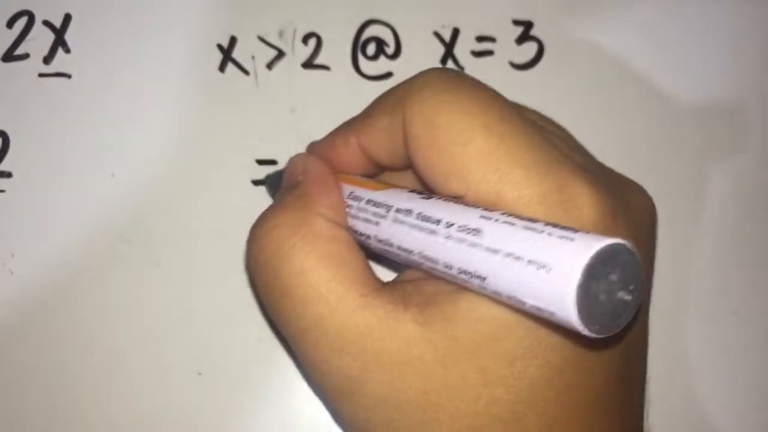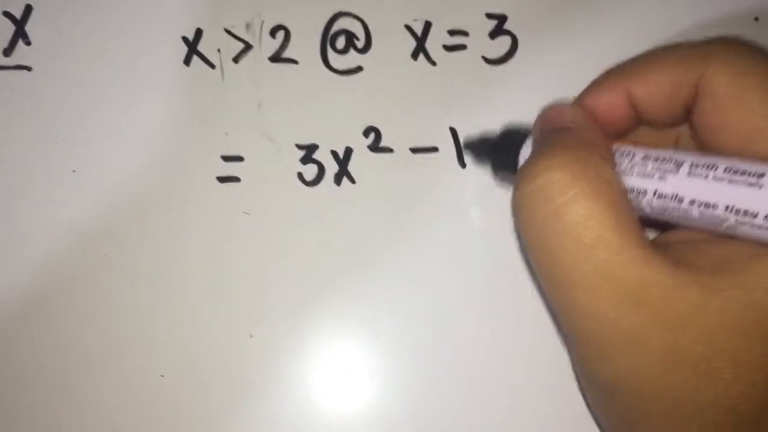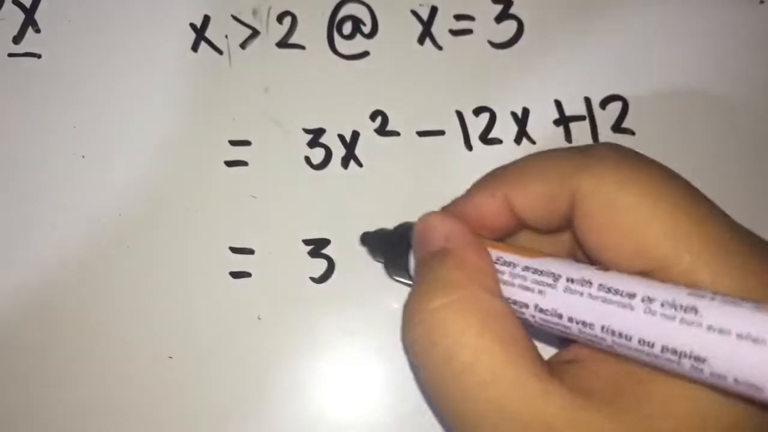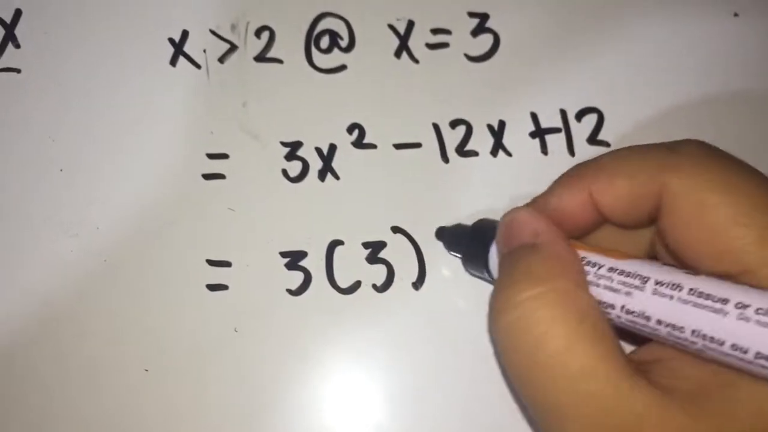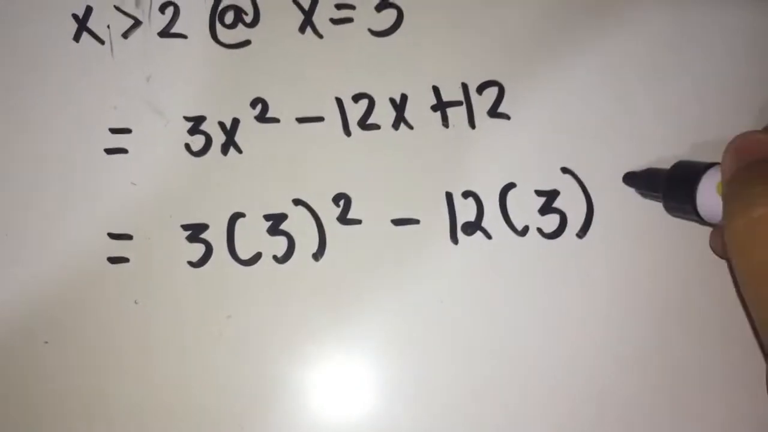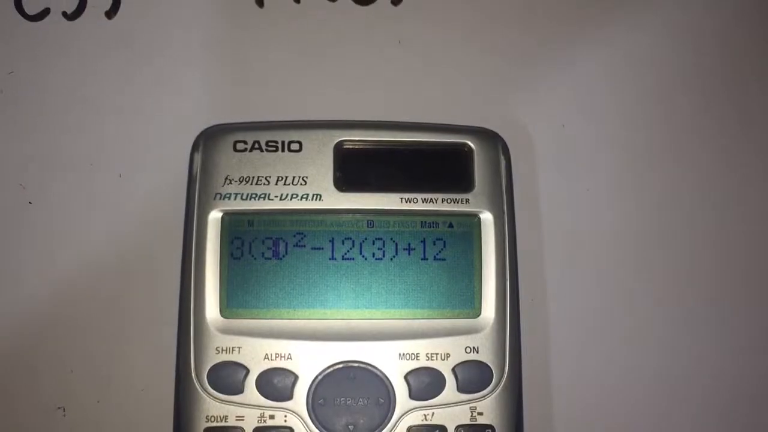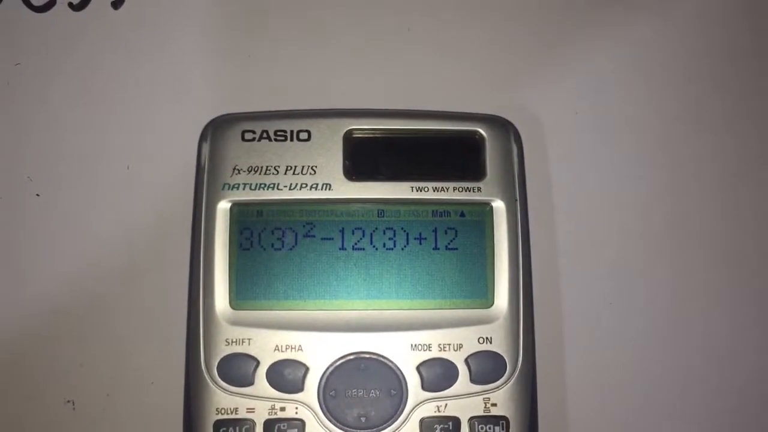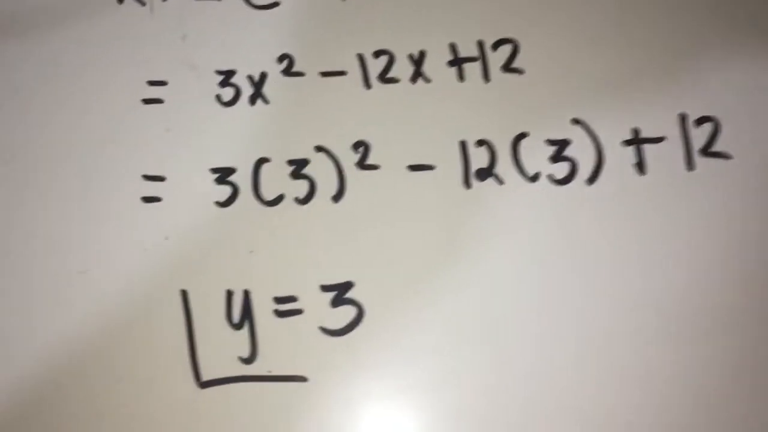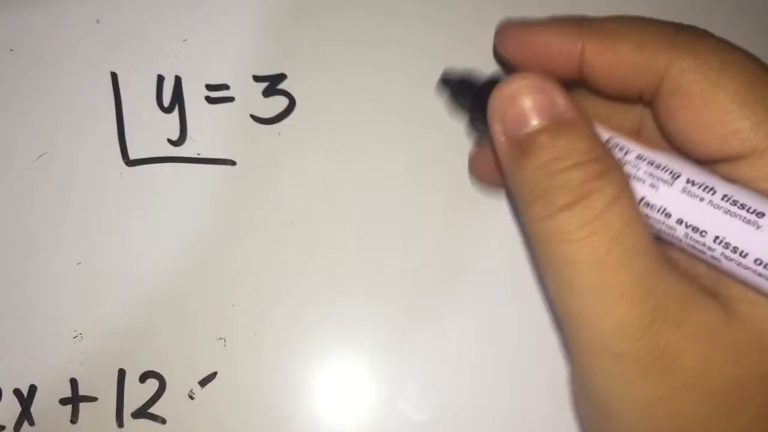Again, use the first derivative and then input the values, which is 3 times 3 squared minus 12 times 3 plus 12, and then calculate. So we calculate it, and the answer is 3. It should look like this.